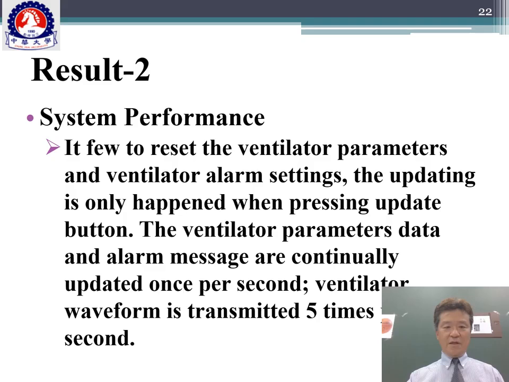Result 2. System permission is to restrict the ventilator parameter and the ventilator alarm setting. The update only happens when pressing the update button. The ventilator parameter data and the alarm message are continually updated once per second. The ventilator waveform is transmitted 5 times per second.